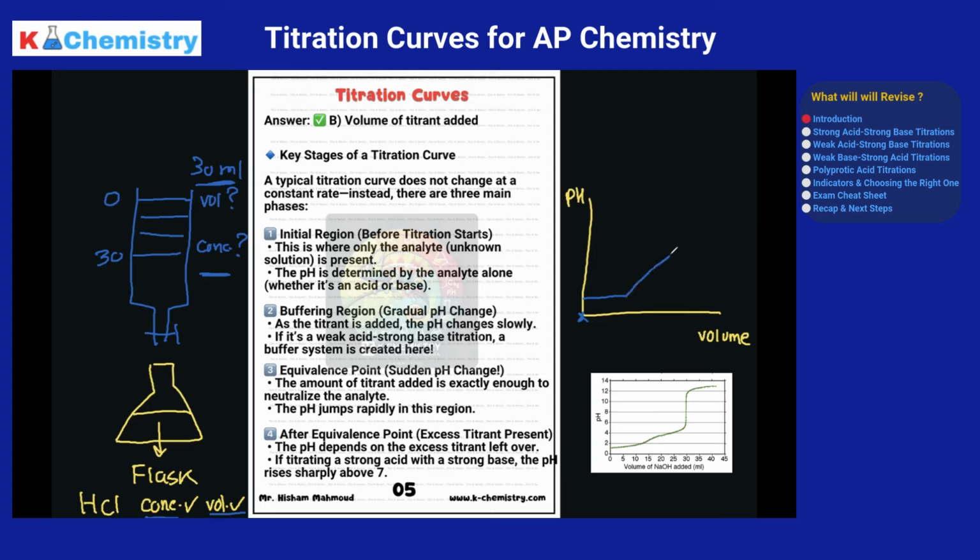If it is a weak acid, strong base titration, a buffer system is created here. Don't worry about this one. I will explain it more in the correct place. Just know that the pH is going to increase. This is what I want you to know here.